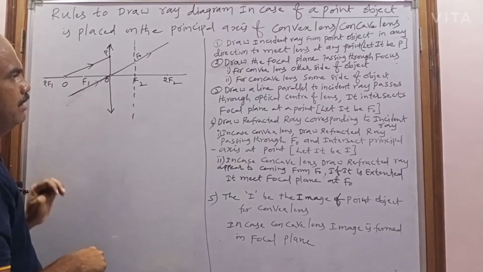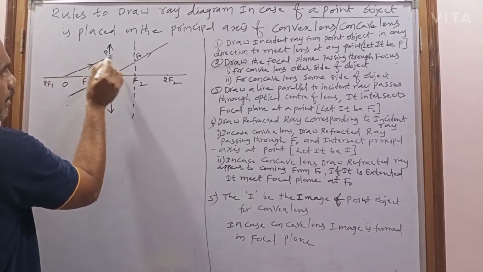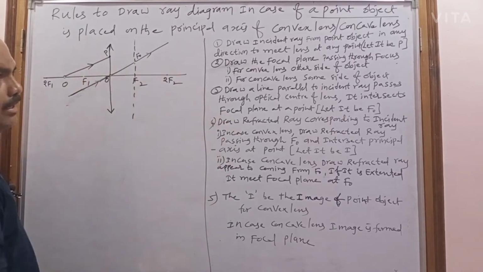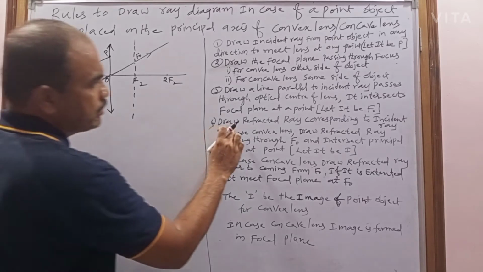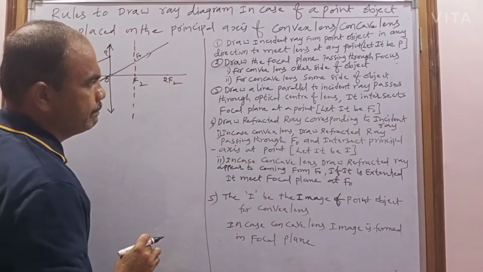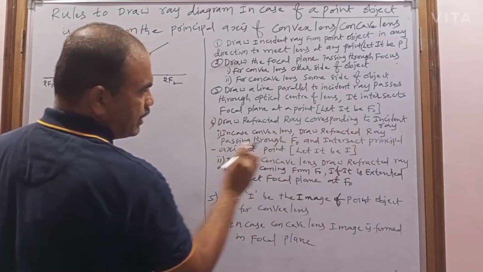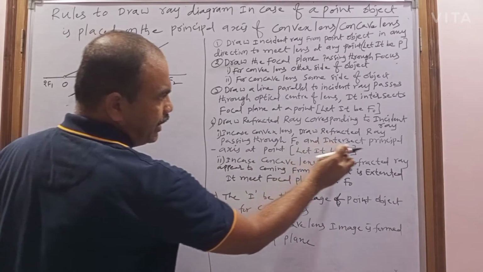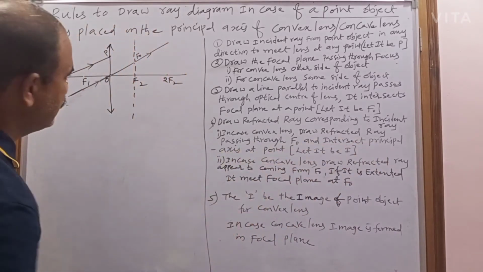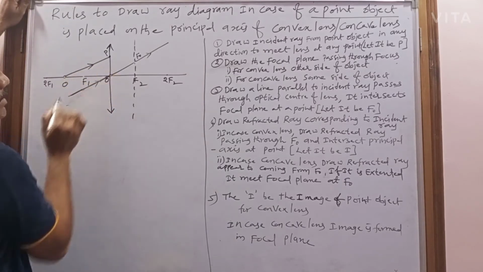And next, coming to the fourth rule. So now this is an incident ray, but I didn't draw the refracted ray corresponding to it. Now you have to complete the refracted ray corresponding to the incident ray. So draw the refracted ray corresponding to the incident ray. But there are two cases. In case of a convex lens, draw the refracted ray passing through f0 and intersecting the principal axis at a point. So now I am drawing the refracted ray corresponding to this incident ray.